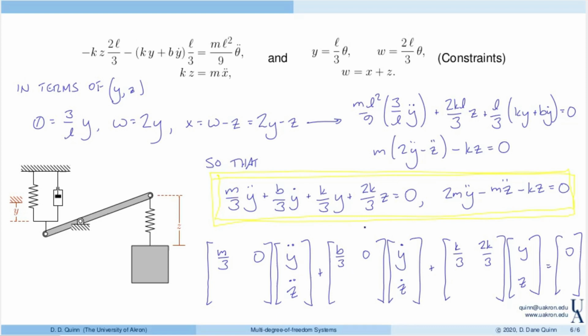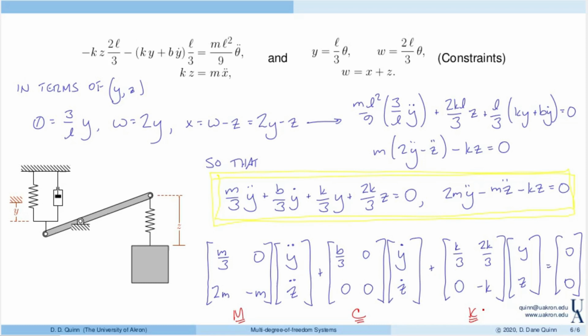My second equation, we would have 2m times y double dot, and then minus m times z double dot. There's no damping terms at all, right? So both of those are 0. For the stiffness, there's no y term, and then we have minus kz equals 0. So here, this would be the mass matrix, this would be the damping matrix, and this would be the stiffness matrix.